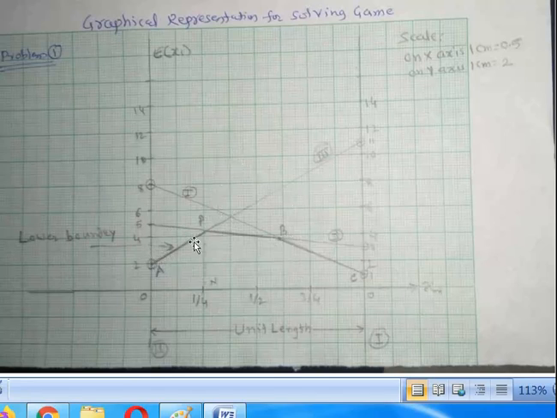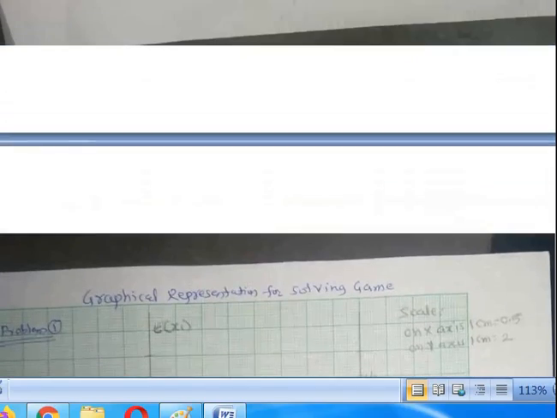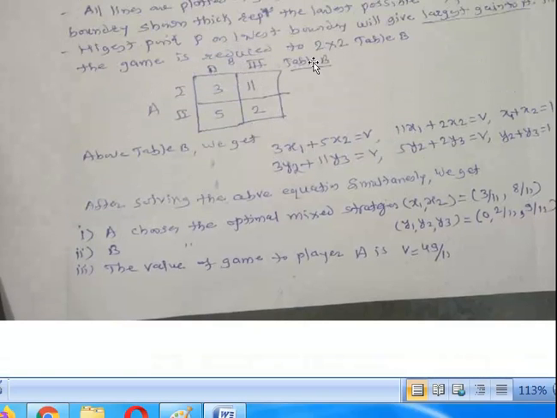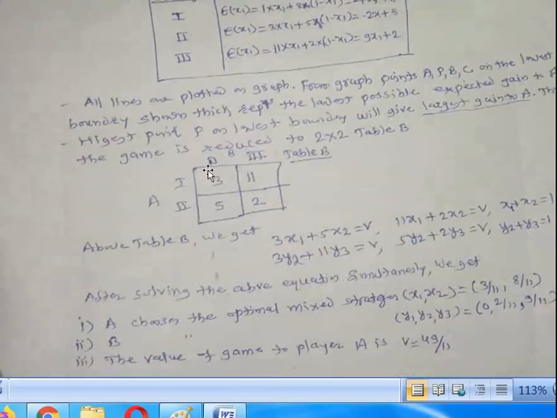Here, make the lower boundary dark, and the upper point of the lower boundary is P. This point is the intersection of two lines, that is, the second and third lines. Now reduce the matrix; you get the second and third strategies of player B, that is 3, 11, 5, 2.